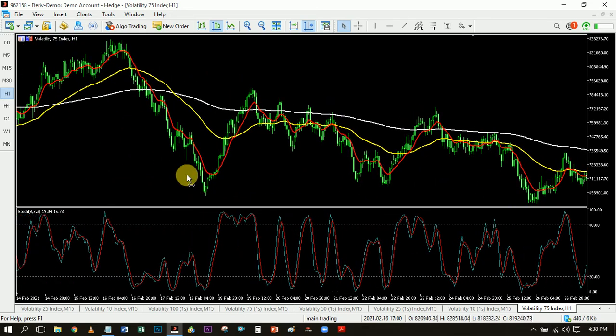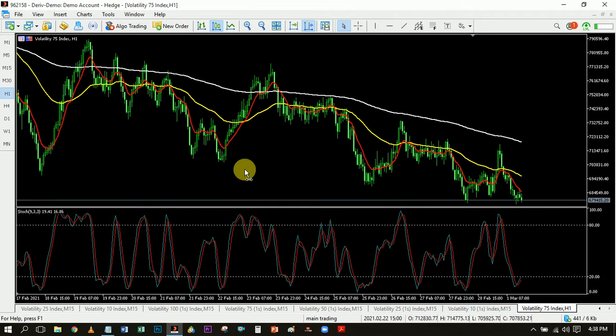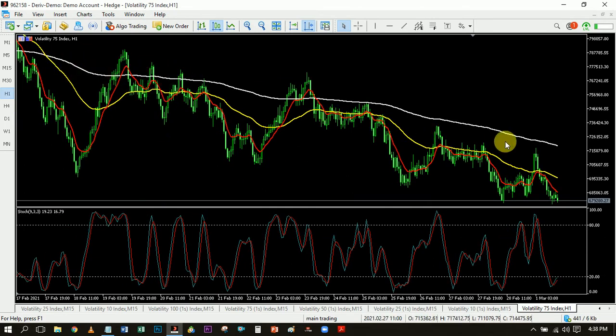The first thing I need to do is understand the trend of the market. You can see in this particular scenario, the market is not flat. You can see the white, which is the 200 EMA, drifting downwards. So what am I looking for? My stochastic 80 mark is overbought, my stochastic 20 mark is oversold. So I want to see a scenario whereby all the moving averages are pointing in one direction and I have an oversold or overbought condition on my stochastic.